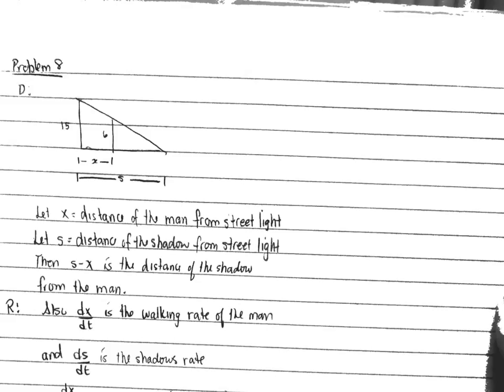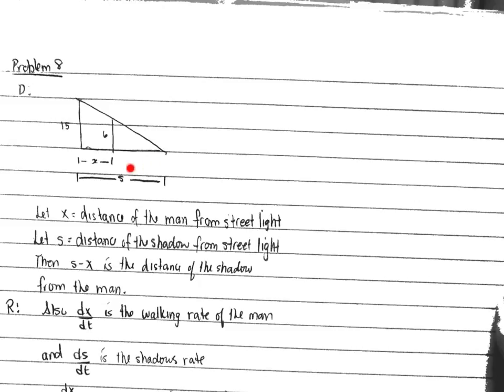Of course, usually when I look at the variables, I look at things that are changing. And I notice that the man's distance away from the pole is changing. So I call that x. So x is the distance of the man from the street light. And then the shadow is also changing, and it's also moving a distance away from the pole. Remember, the man starts here, so the shadow's right there, and then little by little the shadow starts moving away. So I'm going to let s be the distance of the shadow from the street light.